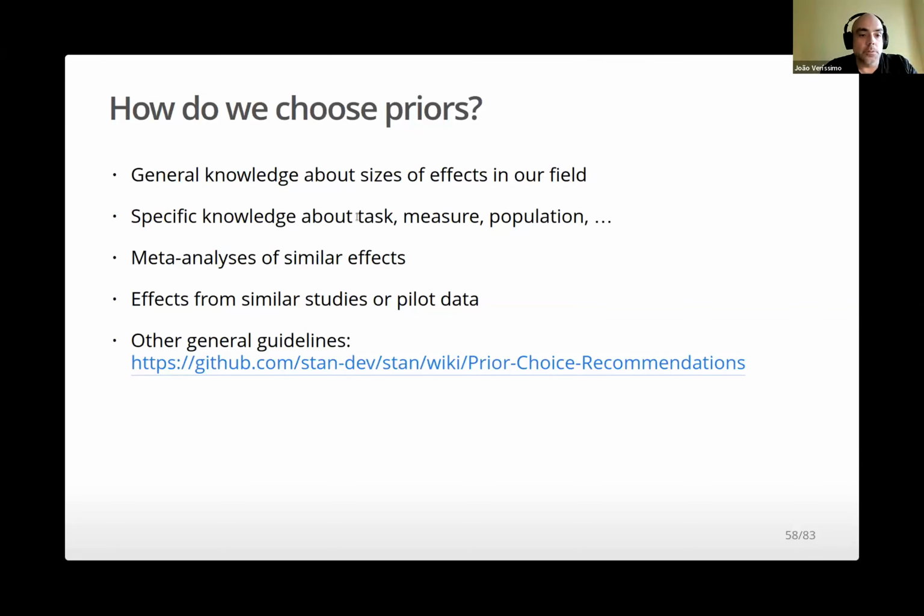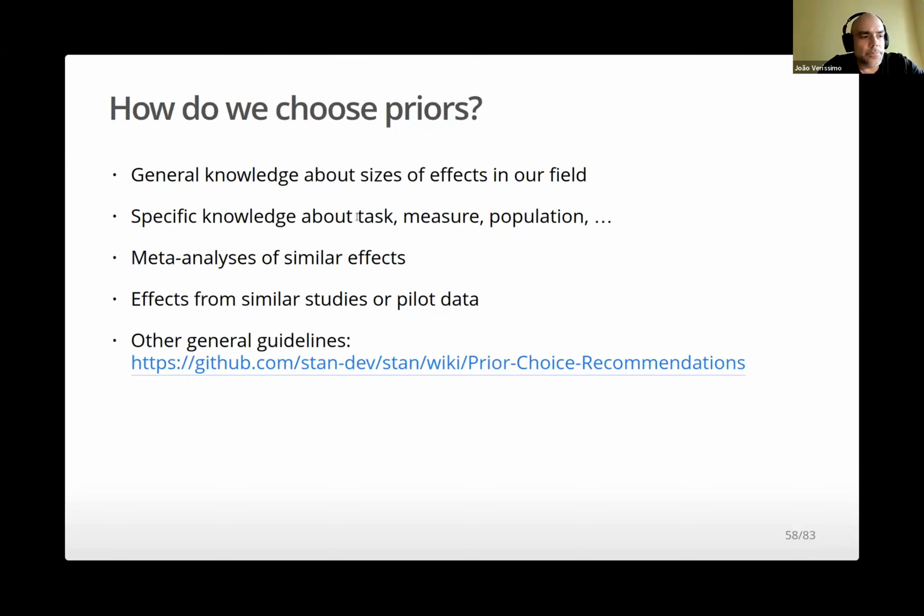If it was you or somebody else conducting that meta-analysis of a certain phenomenon, then you can literally grab that posterior, especially if it was a Bayesian meta-analysis, and turn it into the prior of a new experiment. Or you can, for example, grab the posterior of experiment one and turn that into the prior of the analysis of experiment two. And if the studies are similar enough, at some point I think this is justified.